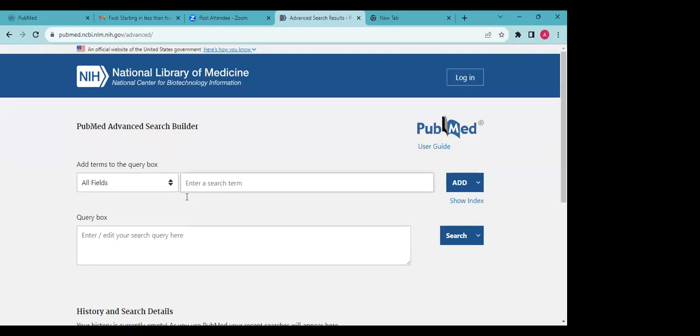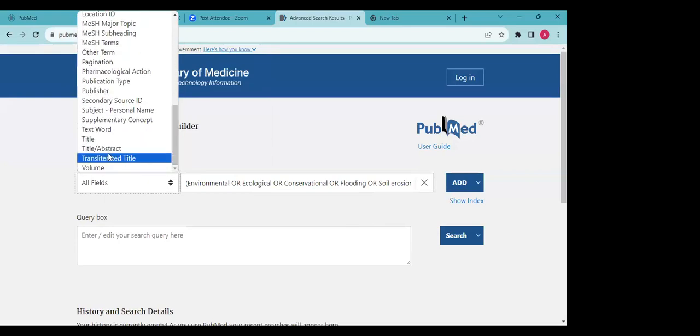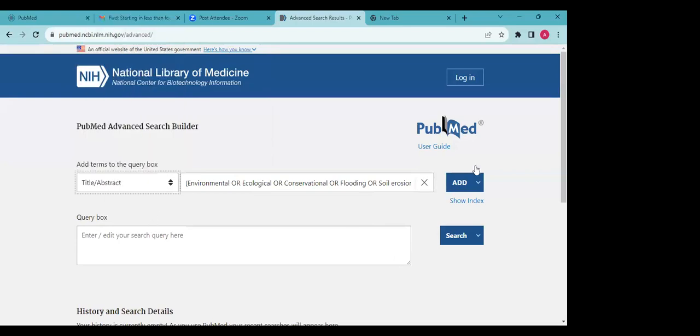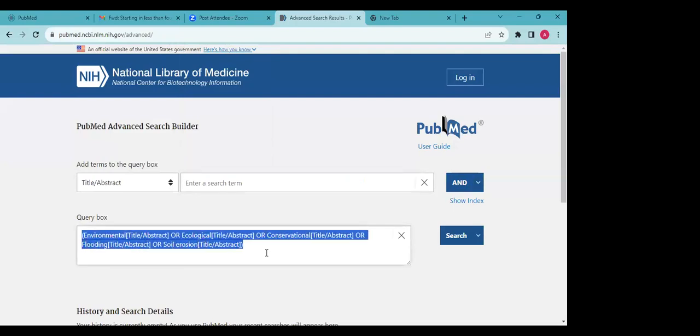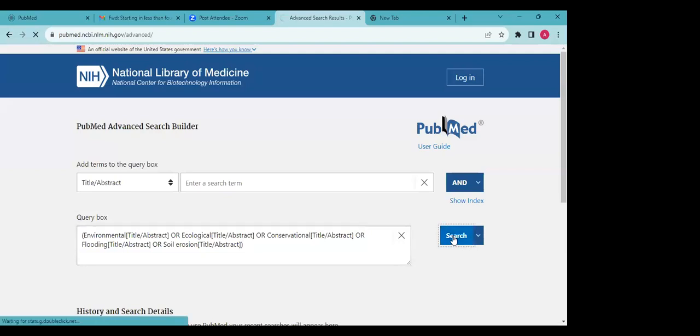Then we can always go back and use EBSCO or Research for Life. Okay, so I'm going to first put in, if you remember the topic, environmental or ecological or conservation or flooding. This is the topic that we have been using since morning. This time I want to search the title and abstract. So I'll add it to the search query. And this is what it is showing me. It is showing me that we are going to look for these words in the title and abstract of the studies. So I'm going to run the search.